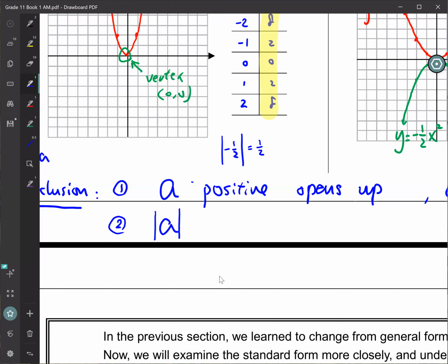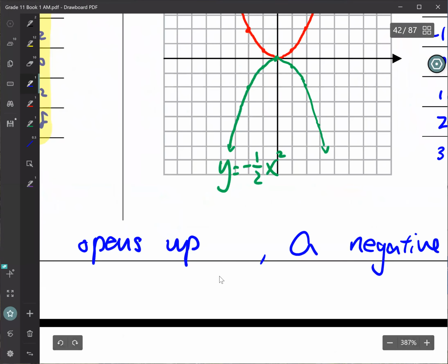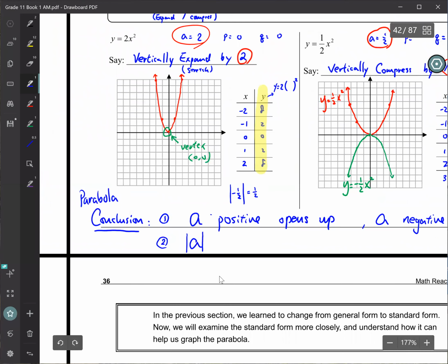It's just a symbol, okay? So absolute value around the number makes it positive, which is the same as what I want you to do, right? When you get a negative value for A, you ignore the negative sign, okay? Is that clear? Can you raise your hand if you understand this?